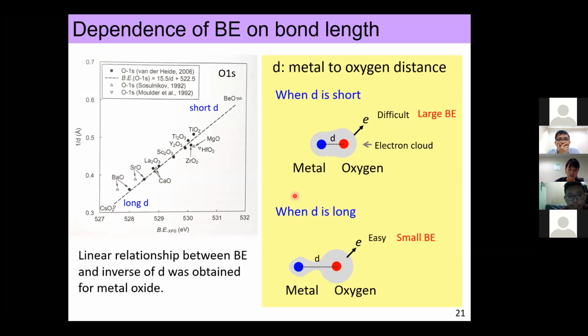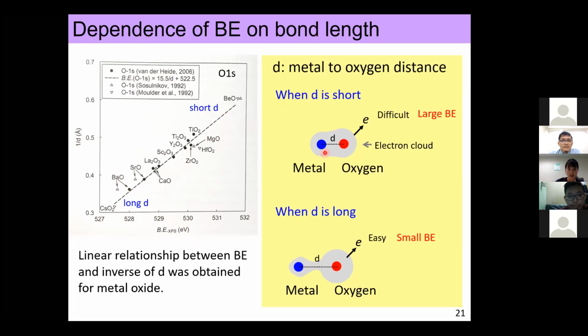Next, let's see the dependence of binding energy on bond length. Here, D is the bond distance between the oxygen and the other metal. When inverse of D of different oxides were plotted as a function of BE of oxygen 1s, a linear relationship can be obtained. So you can imagine this trend through this illustration.